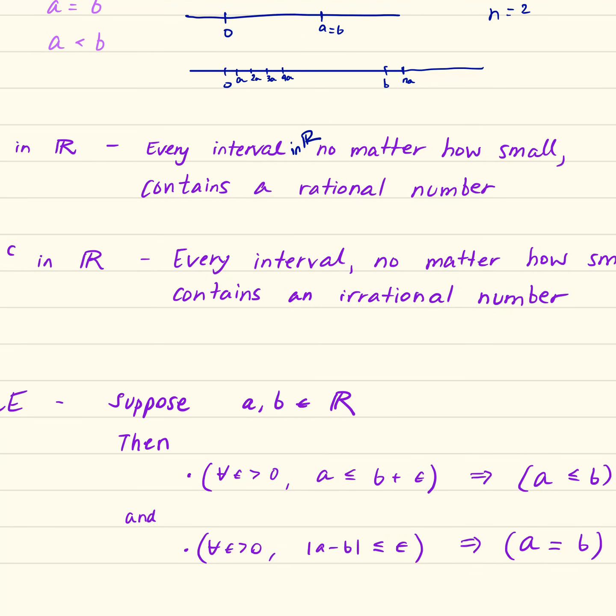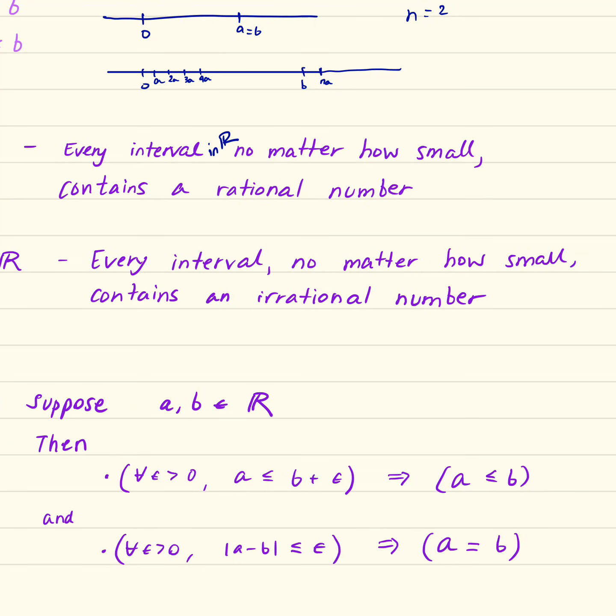Okay, so let's read here. Suppose you've got two real numbers, A and B. The first principle says that if A is less than or equal to B plus epsilon for every positive value of epsilon, then A is less than or equal to B. The second statement is that if for every epsilon greater than 0, the distance between A and B is less than or equal to epsilon, then A is equal to B.